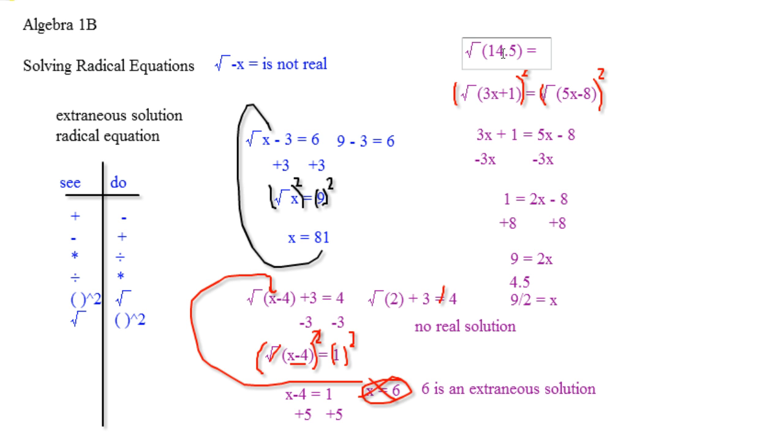Okay, and then over here it's going to be the square root of, let me see, 5 times 4.5, which is 22.5, and 22.5 minus 8 is definitely going to be the square root of that. So this actually checks out. So this is not extraneous. This is an actual solution.